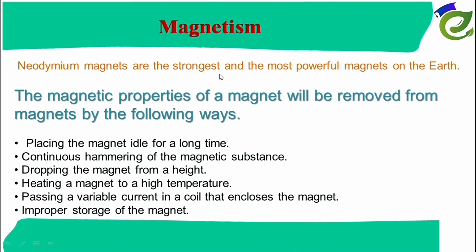So, this is an important technique: heating a magnet to a high temperature. You'll be learning this in your higher classes. Other techniques are passing a variable current in a coil that encloses the magnet, and improper storage of the magnet. All these lead to the loss of magnetic properties in a magnet.